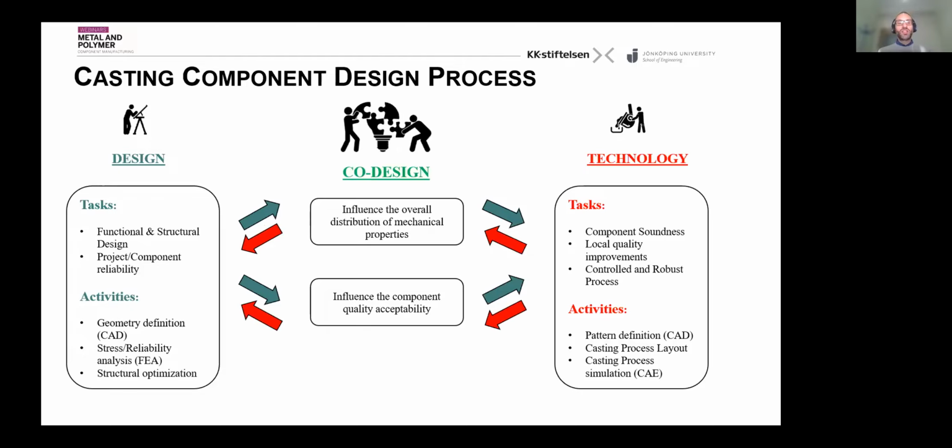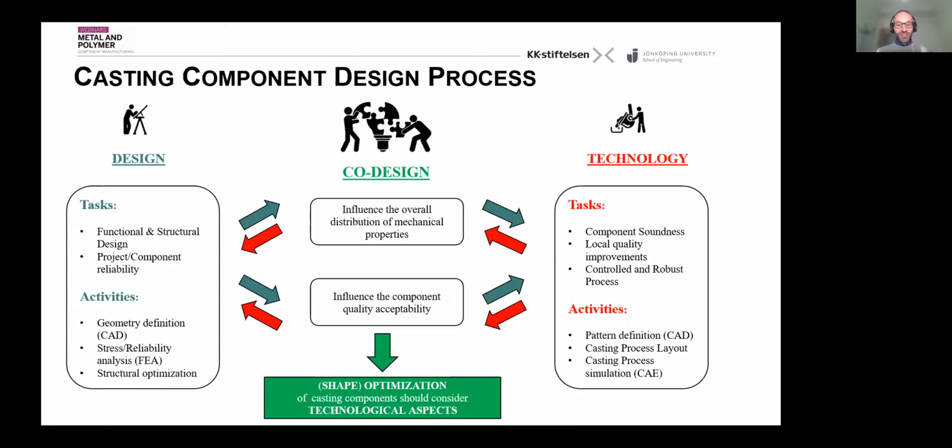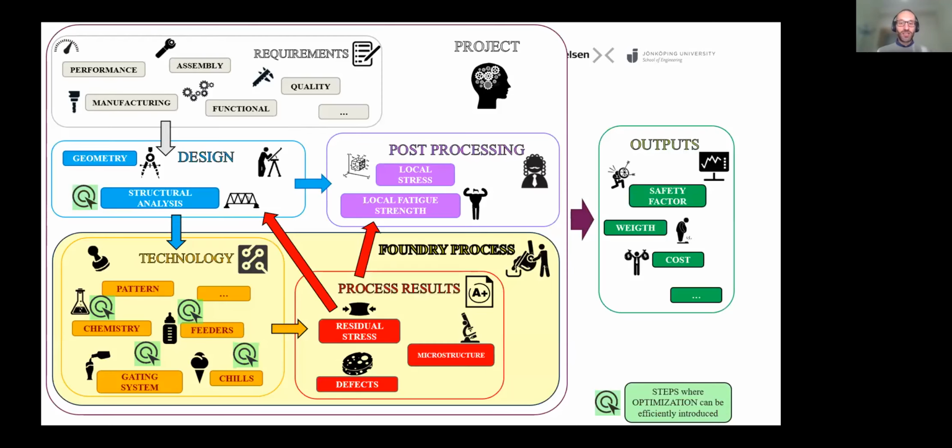But we need to understand that the best way of developing a casting component is using a co-design. So there should be a dialogue back and forth between the designer and the manufacturing technology, just to get the optimum from the manufacturing process. And so we can say that the shape optimization of casting components should consider technological aspects. This is something that is almost done by everybody, but it's better to focus on that part.